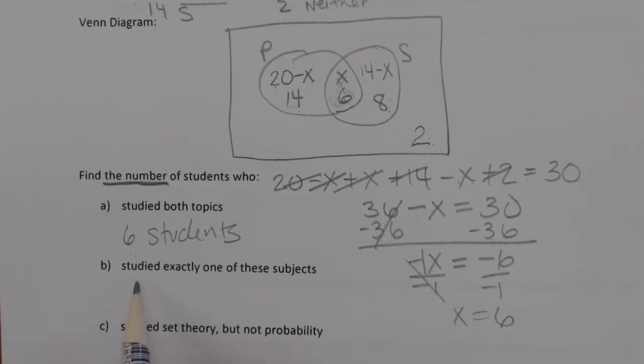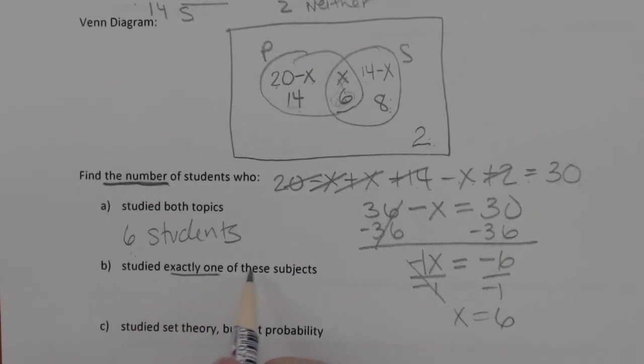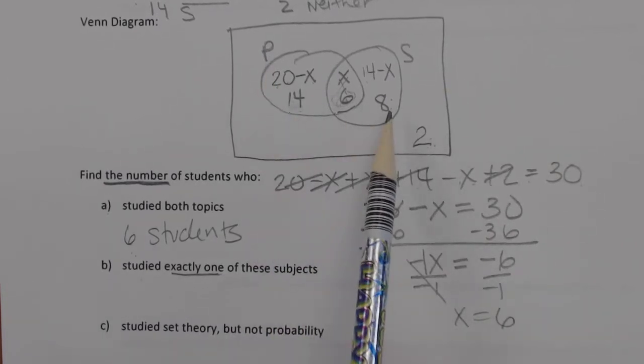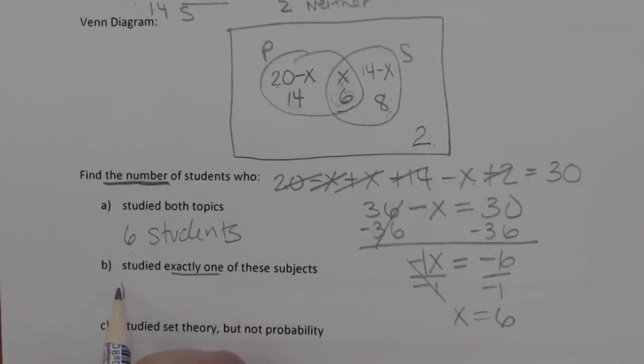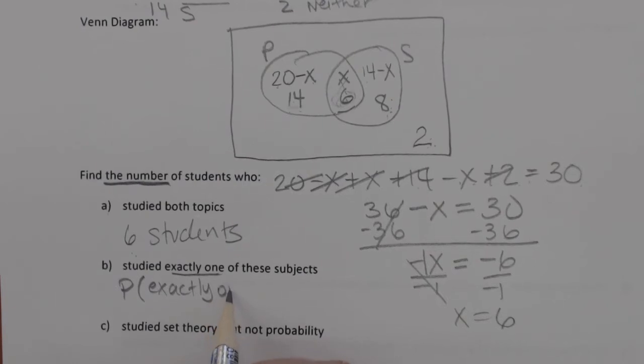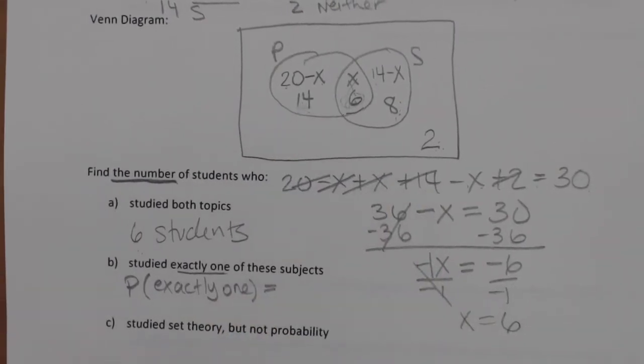Let's do part B. Studied exactly one of these subjects. So exactly one could be probability or set theory. So probability of exactly one equals, so, oh, not the probability.